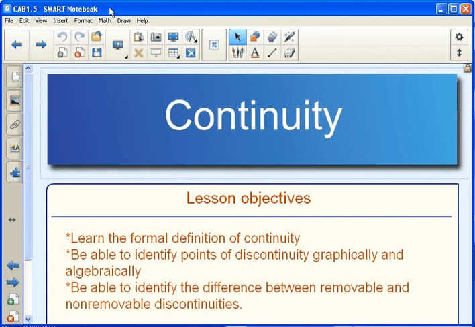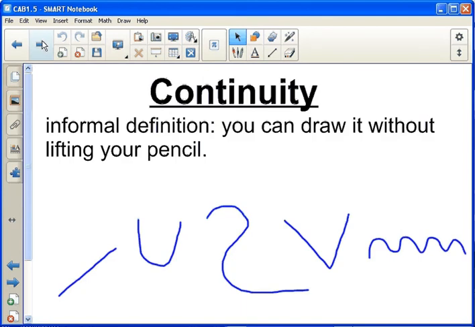That's removable and non-removable. So first of all, what you probably have learned about continuity up to this point is just a very informal definition. The fact that you can draw it without lifting your pencil. So all five of those shapes I drew are continuous. And that's really not a bad definition as far as informal definitions go. It gives you a really good idea of what the idea behind it would be.